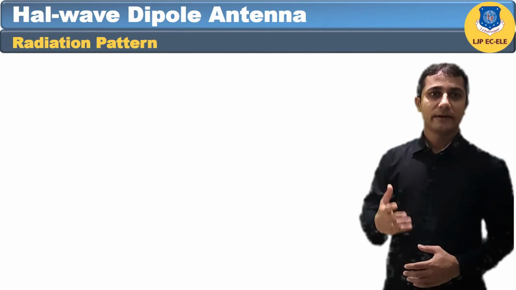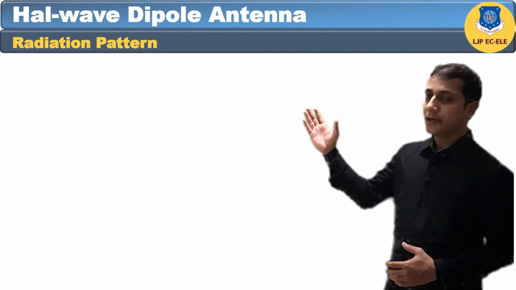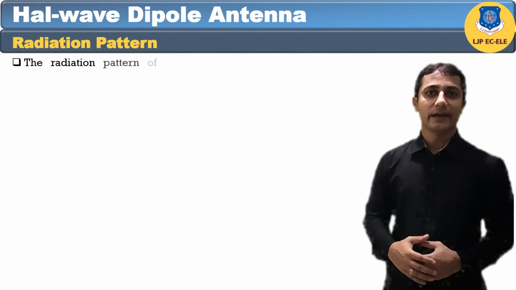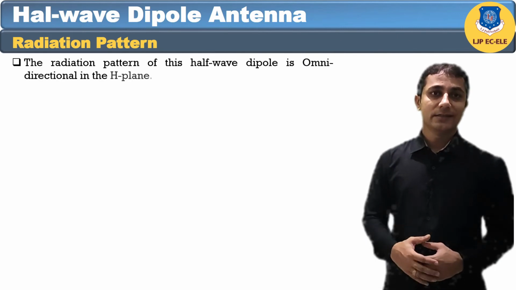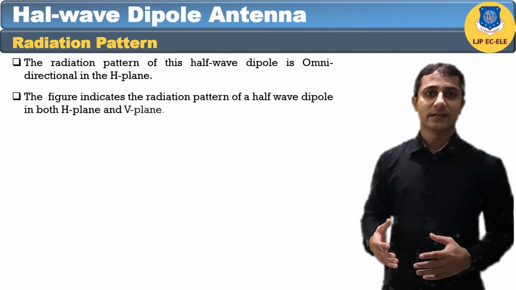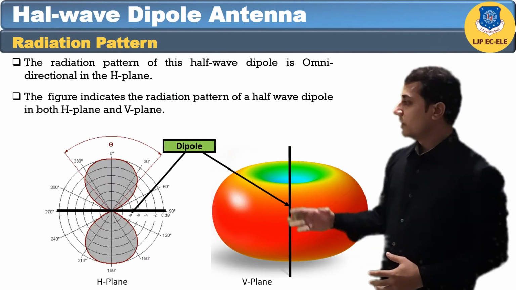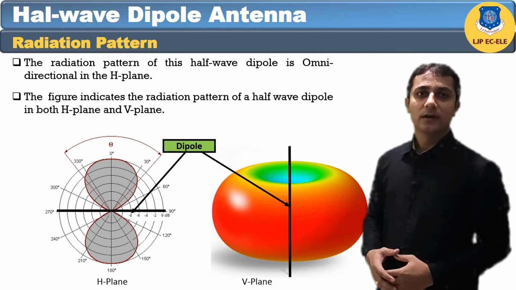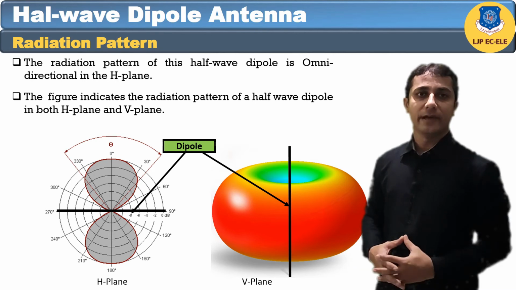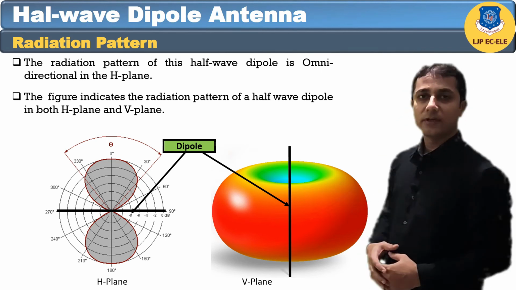Now, let's see the radiation pattern of the half wave dipole antenna. Here the radiation pattern of the half wave dipole is omnidirectional and it is in the H plane. It is desirable for many applications such as mobile communication, radio receivers, etc. Here we have two figures of the radiation pattern of the half wave dipole antenna. The first figure is according to the H plane and the second figure is according to the V plane.